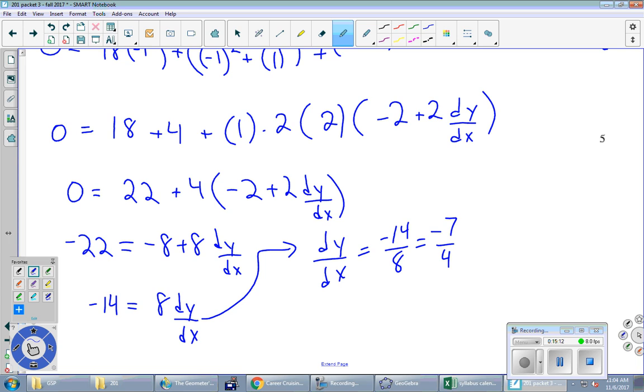Does that slope jive with the tangent line you drew? Does it look like it could be a slope of -7/4, like -1.75? Yeah, right. Something negative, fairly steep, but not incredibly steep. Okay, that makes sense to me.